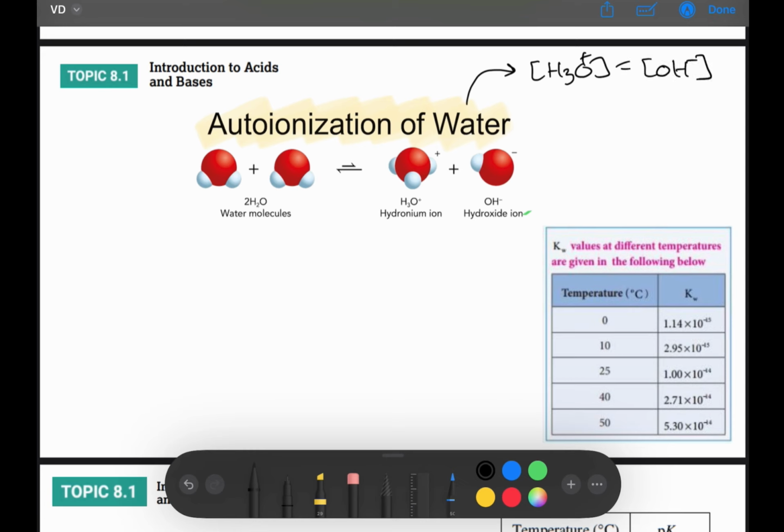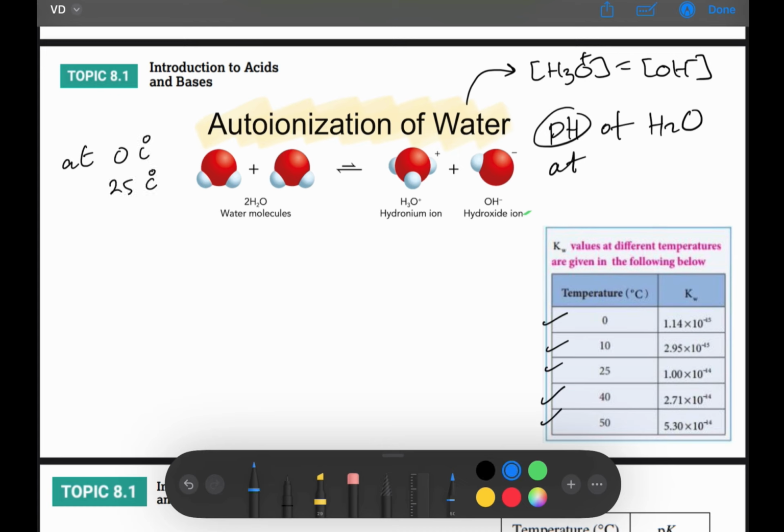In other words, if I want to calculate the pH of water at different temperatures, will the pH be the same for all of these temperatures? Let's check this out. In this example, I'm going to calculate the pH of water at 0 degrees Celsius and at 25 degrees Celsius. So let's start with the first one here.